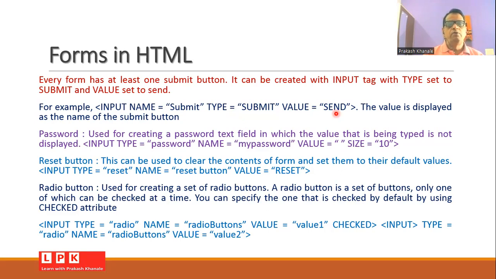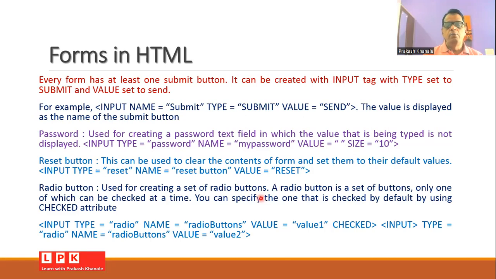Also, it is possible to have different types for the input tag, such as password. For creating a password text field, you can make use of the type password. You can write the name as my password. You can fix its value, or we can fix its size also. There is a button type called the reset button. Whenever you want to reset the values, you can make use of this reset button.